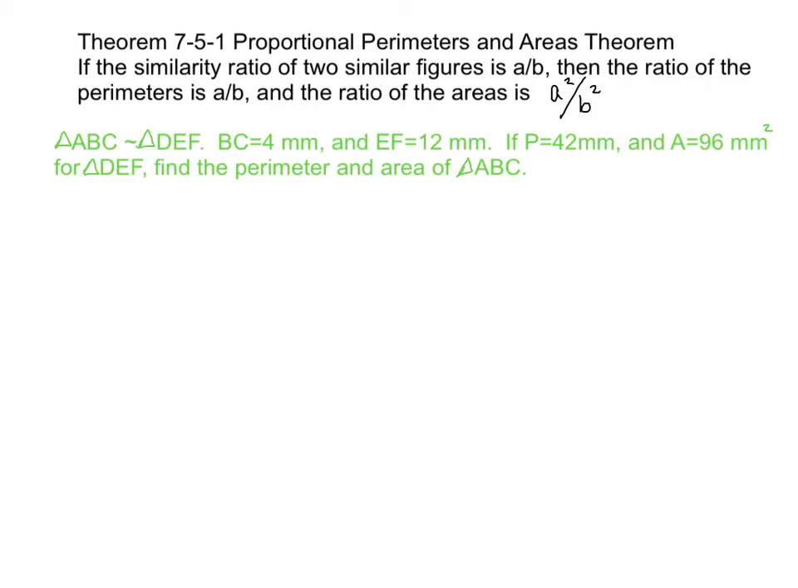We know that triangle ABC is similar to triangle DEF, and that BC is equal to 4 millimeters and EF is equal to 12 millimeters. If the perimeter is equal to 42 millimeters, and the area is equal to 96 square millimeters just in triangle DEF, we're going to find the perimeter and area of triangle ABC.